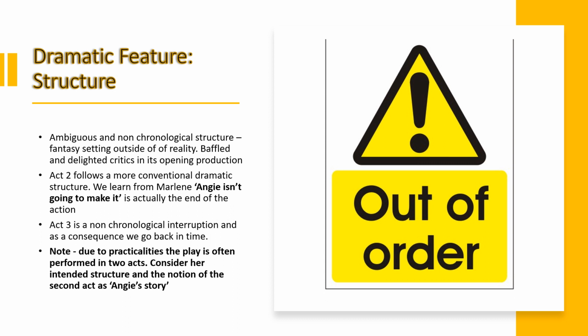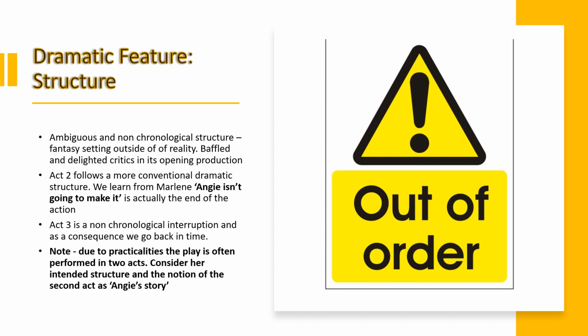I think Act 2 is much more conventional. It's following the life of Angie in some respects. We learn at the end of that act from Marlene, Angie isn't going to make it. And actually, in real time, that's the most recent event for us as an audience, because Act 3 takes us right back a year. And that's when we get all this unearthing of the conflict between Joyce and Marlene. I love the interruptions for the way they force us as audience members to think.